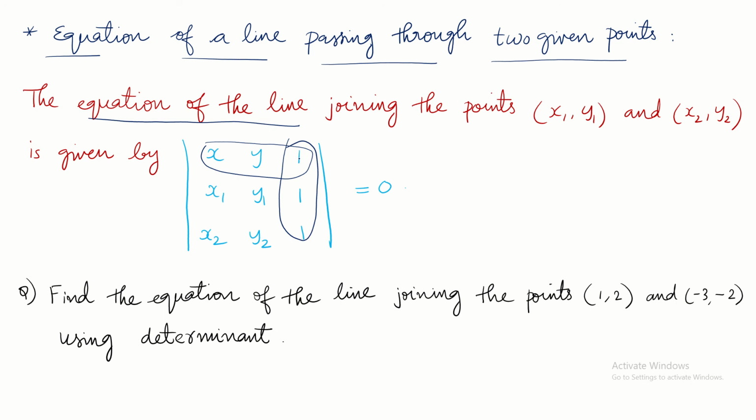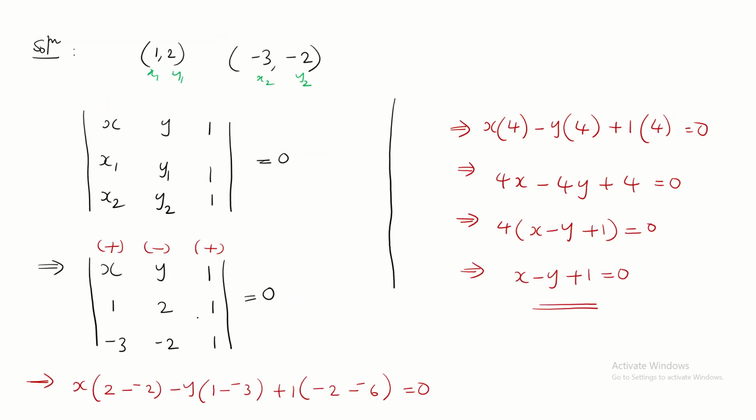Okay, remember this formula. So here: find the equation of the line joining the points 1, 2 and minus 3, minus 2 using determinant. It is not a triangle question. If it were a triangle question you would get 3 points. Here you have to find the equation of the line. So this will be your x1 y1, x2 y2. You have to find the equation of the line using determinant. I wrote what the x1 y1, x2 y2 values are. Write the formula x y 1. This is your formula.